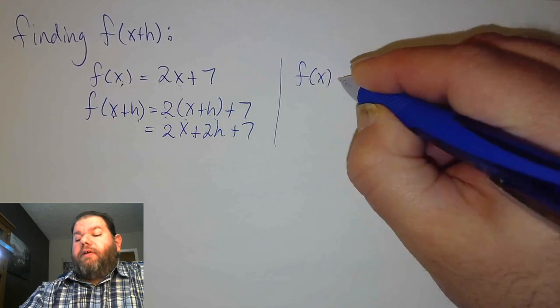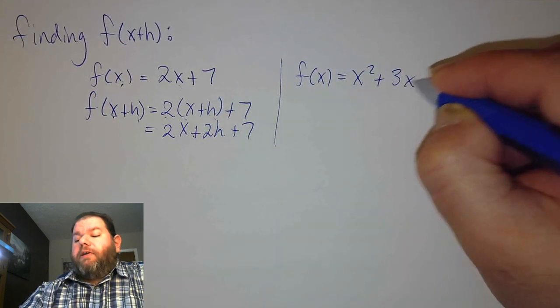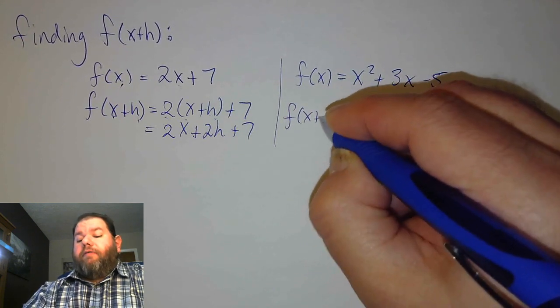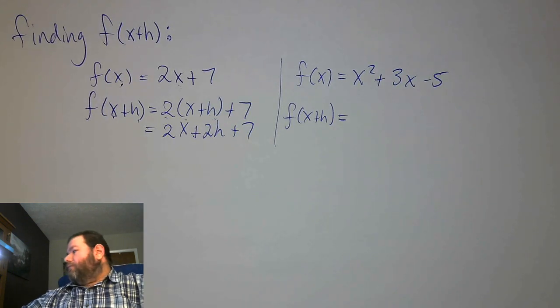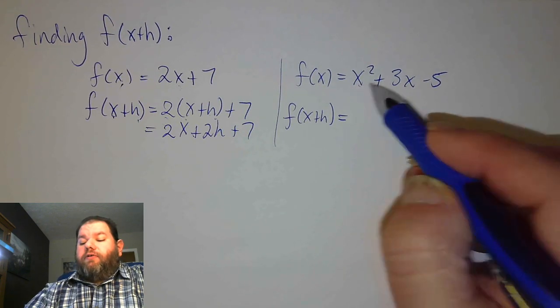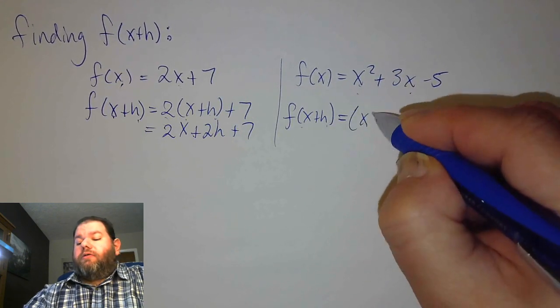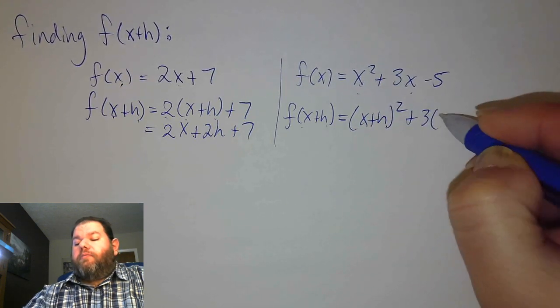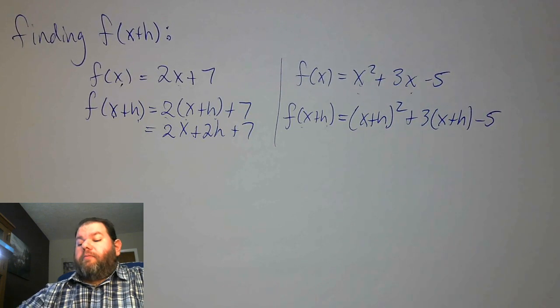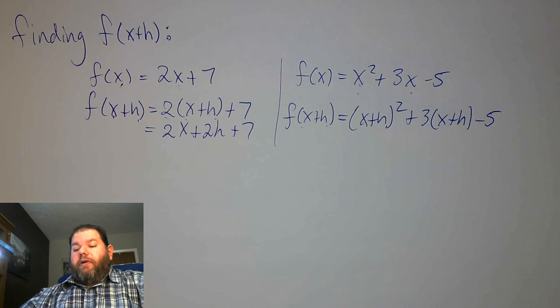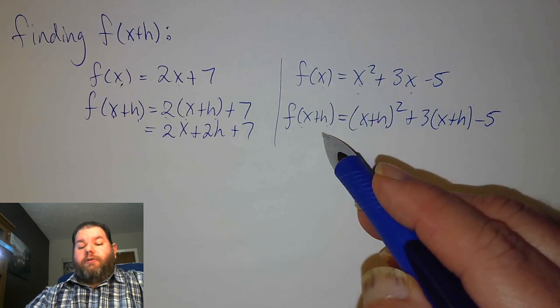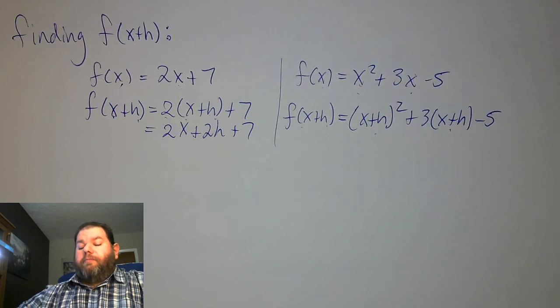If we have f of x is x squared plus 3x minus 5, and we want to find f of x plus h. This time x appears in two different places, so both of these x's need to be replaced with x plus h. So again, replace x with the binomial x plus h. And then we simplify according to the order of operations.